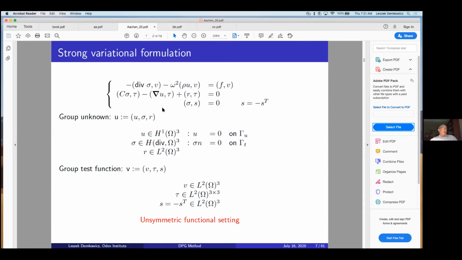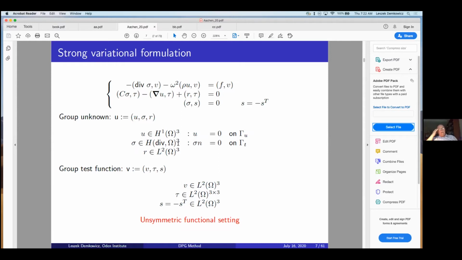So sigma is a tensor such that its divergence is an L2 function, right? That's again Cauchy-Schwarz at work. And that leads to the assumption that sigma belongs to this H(div, Omega). You can think of that as three copies of the standard vector-valued H(div) functions.